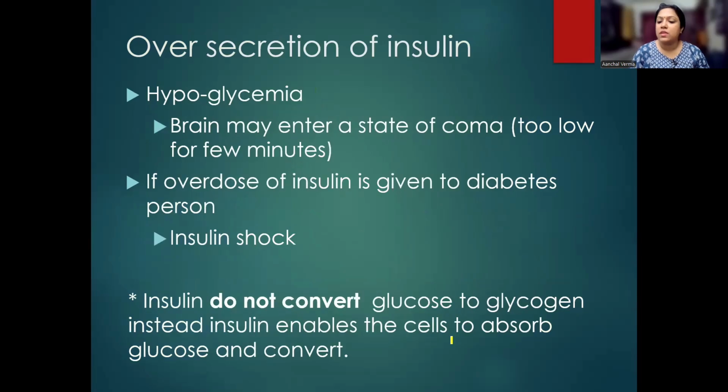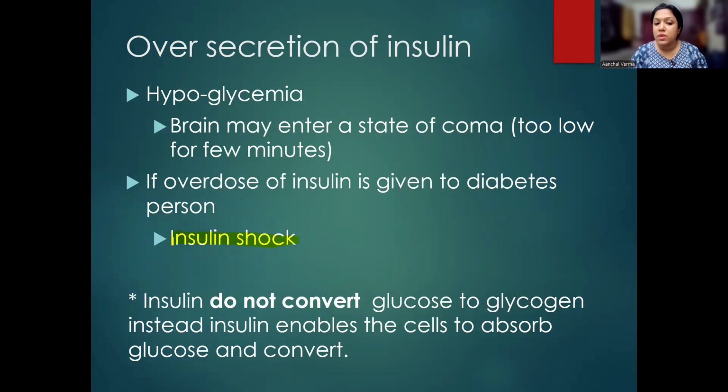Over secretion of insulin, if you have too much insulin secreted, then also it's a problem because it reduces the glucose level in the blood. And hypoglycemia is very dangerous because your brain cannot understand anything other than glucose as a source of energy. So there are chances that we tend to move into coma or even death or unconsciousness when the glucose level drops. Right. So overdose of insulin gives a diabetic person insulin shock.